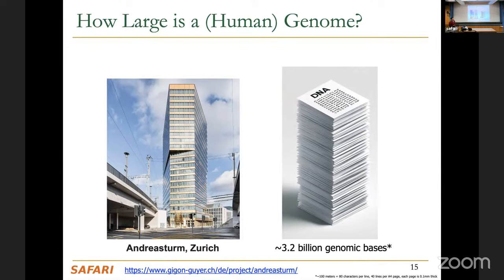If you are curious, I did the math over here. This is accurate, because the Andreas term is around 75 meters, and this pile of papers would be around 100 meters long. So this is telling us that this is really a big data problem. Even for a single cell, we have huge data. And imagine we create copies of it for each individual, and then we want to analyze this for the entire population. So you can consider how large this data is.